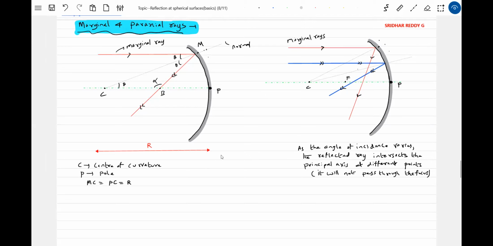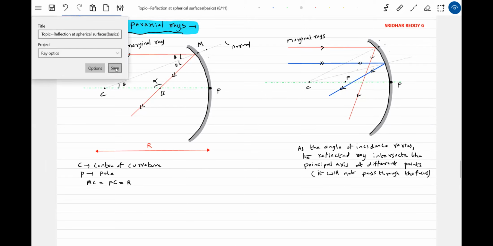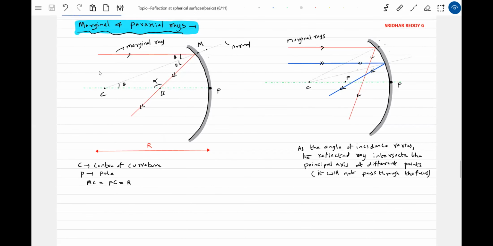Our syllabus is strictly confined to paraxial rays only. For marginal rays, a lot of mathematics will be involved. We will try to avoid any discussion on marginal rays. We have to take help of the mathematics here, so a huge mathematical treatment will be there. That's why we try to avoid it, or better to say, it is not part of the syllabus here.